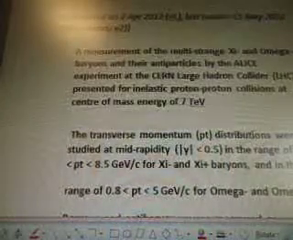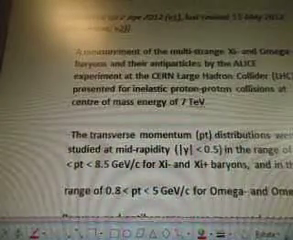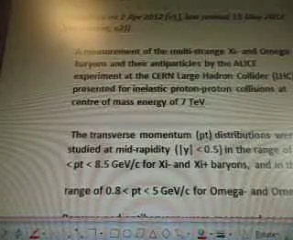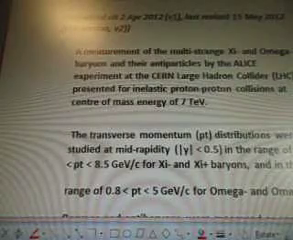No, just saying that. Xi and omega baryons and their antiparticles by the ALICE experiment at the CERN Large Hadron Collider LHC is presented for inelastic proton-proton collisions at center of mass energy of 7 TeV. The transverse momentum, pT, distributions were studied at mid-rapidity, in the range of 0.6, and there's all that stuff there, for xi and xi plus baryons, and in the range of more symbols for omega and omega plus.